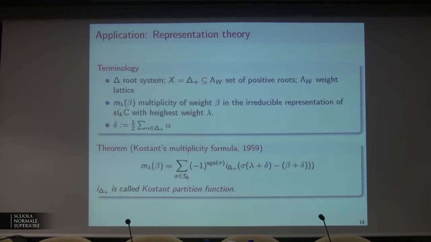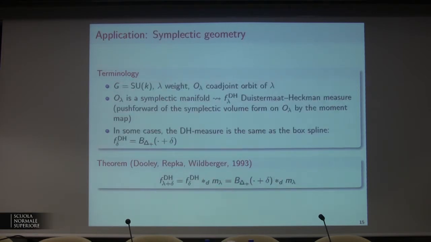Given that this is a special semester on Lie theory, I just want to mention that these vector partition functions appear in Kostant's multiplicity formula. So if we have a root system, and we choose some set of positive roots, then the corresponding vector partition function appears under the name Kostant partition function, which is not relevant for the rest of the talk. And also some of these splines.